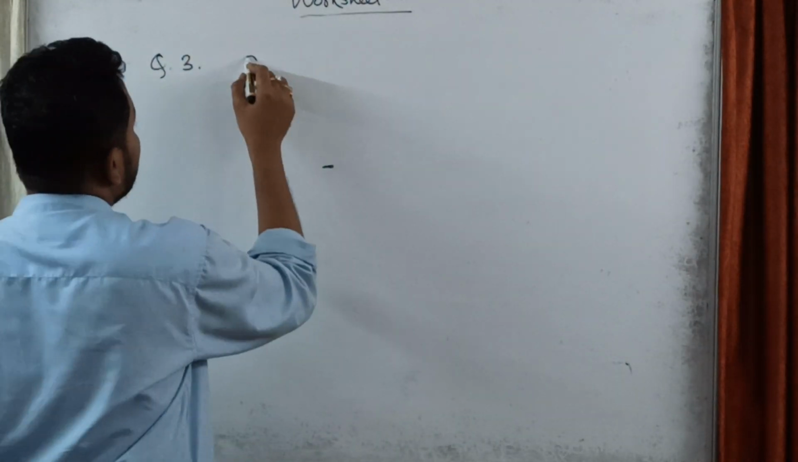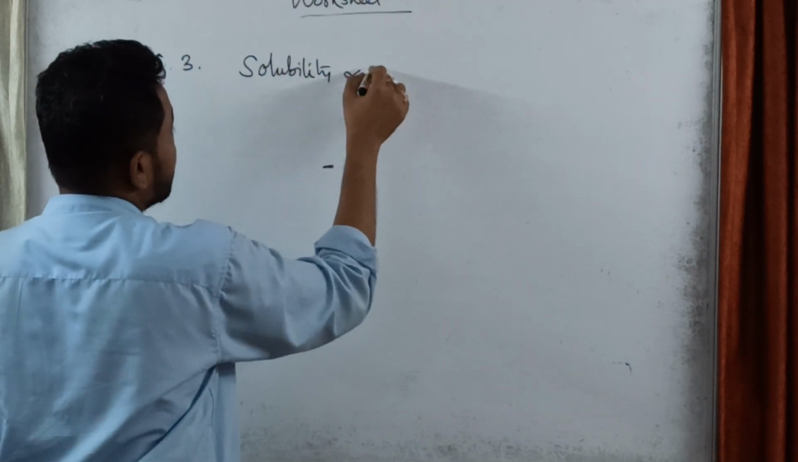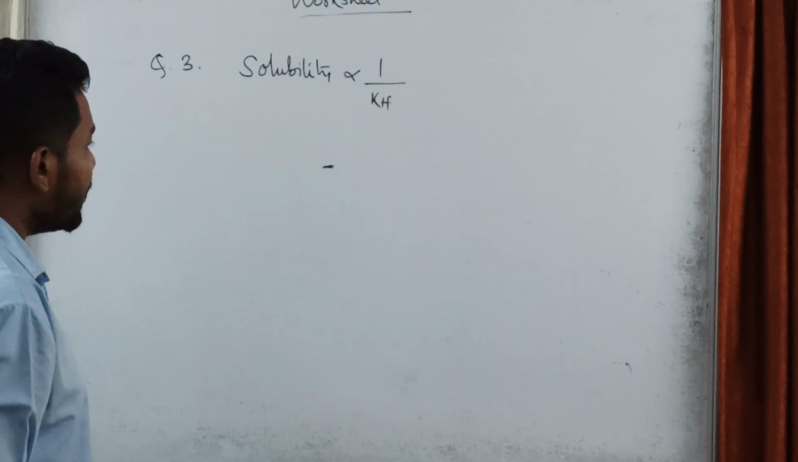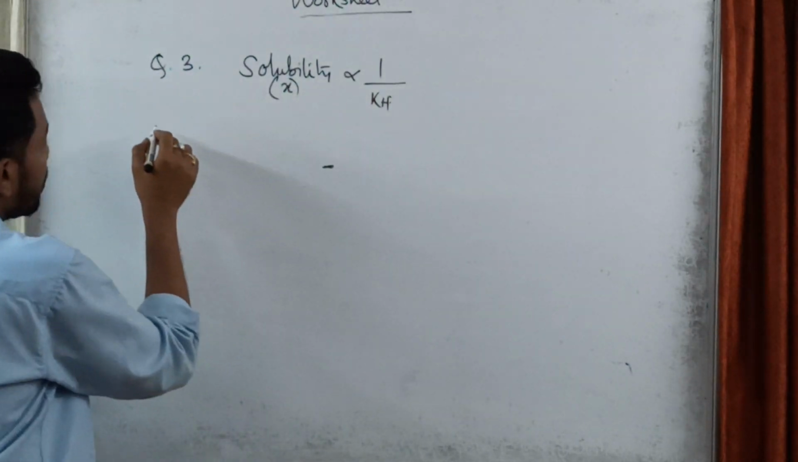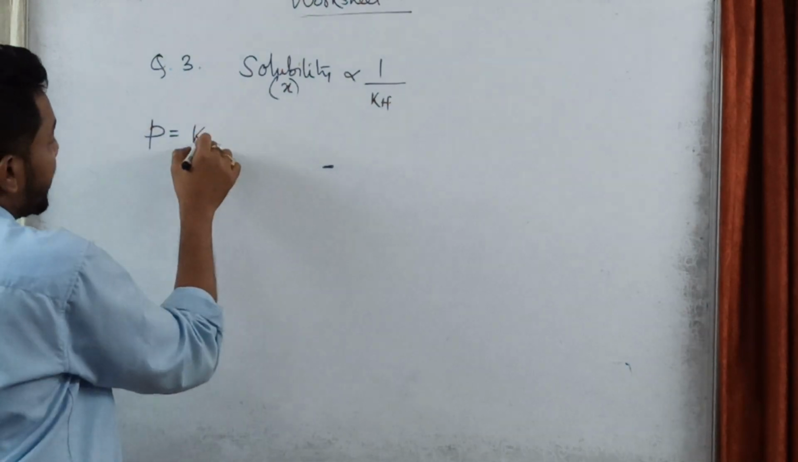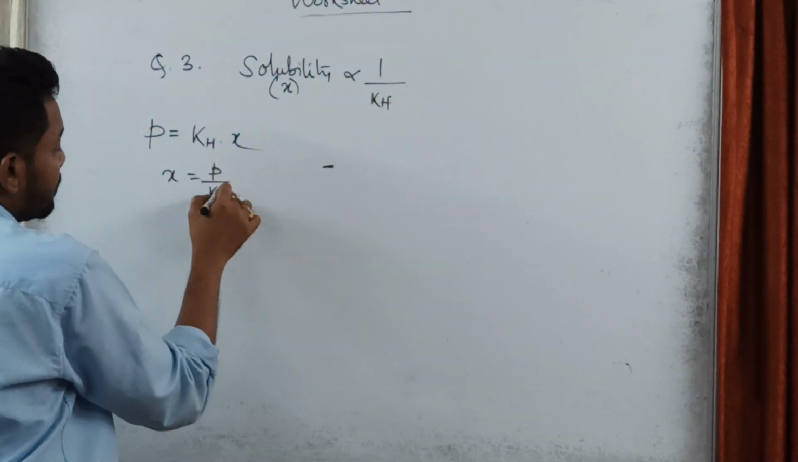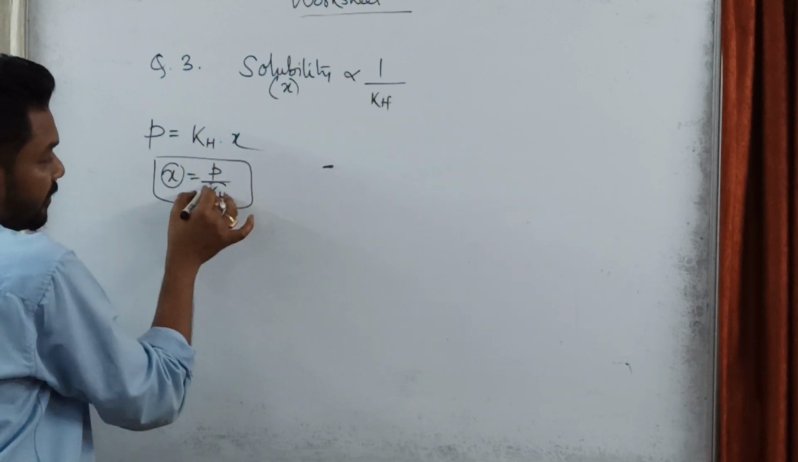You all know that solubility and KH are inversely related, like temperature. If anyone asks you why: because solubility is expressed in terms of X, and from Henry's law you know that P equals KH into X. Now X can be written as P by KH. That means solubility is inversely related to KH.